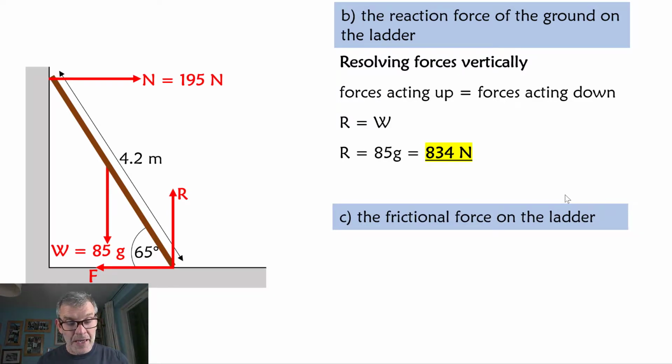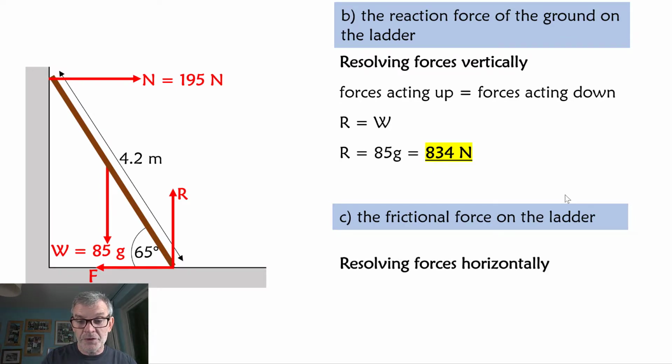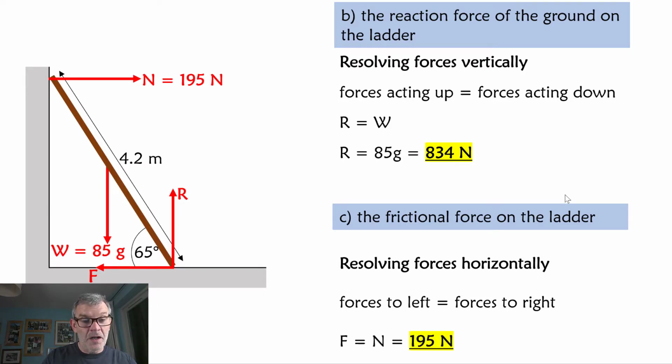Part C, the frictional force on the ladder. Again, the same thing applies. The ladder's in equilibrium, so we can say all the forces acting to the left are equal to all the forces acting to the right. The forces acting to the left is a frictional force F, and that's going to equal the normal reaction force at the top of the ladder, N, and we've already worked out that is 195 newtons. There we go.